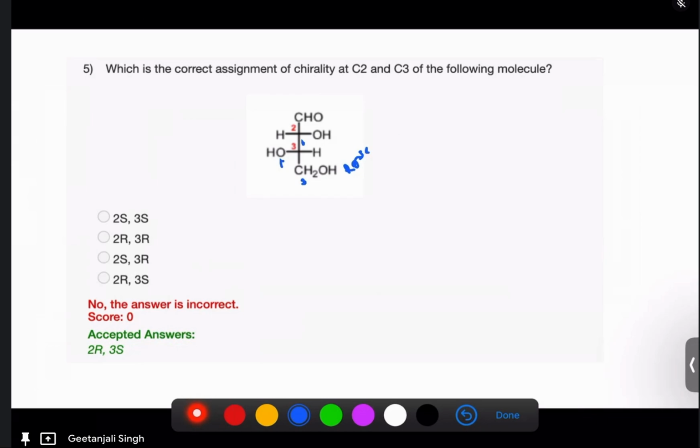So, and what about this one? Let's use a different color. The first priority will be here. The second priority will be C double bond O, 2, and this one will be 3. So it will be S, but because H is coming out of the plane, S will change into R. So it will be 2R and 3S.